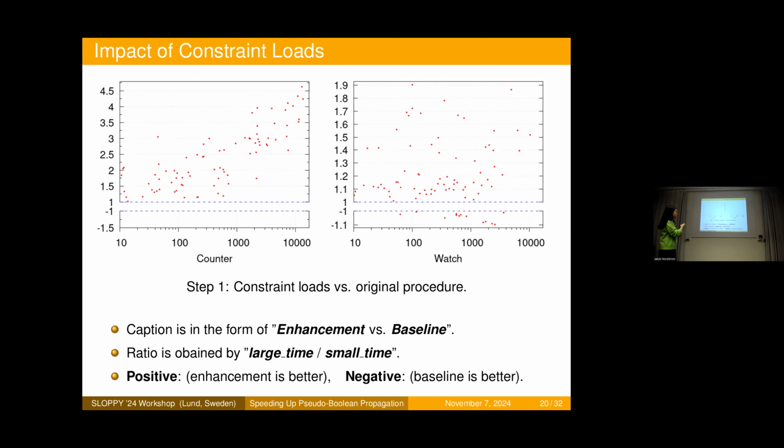So in such plots, we know that, for example, the points here are good and the points here are bad. The meaning is that, for example, for this concrete benchmark, the original system took 40 seconds, and our improved version is 3 times faster. It's more or less around 10 seconds. We can see that for counter, all points are good, and for watch, most of them are good. And the most interesting part is here, for the larger benchmarks, we improved a lot.